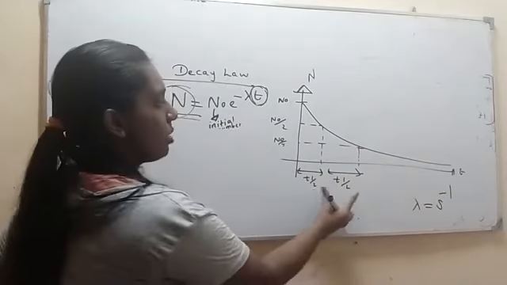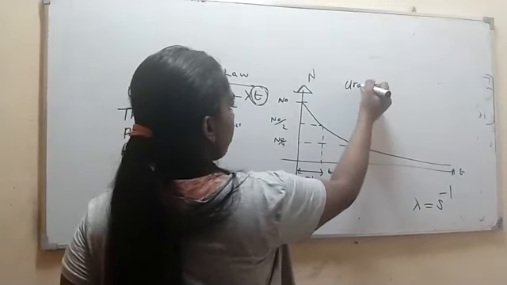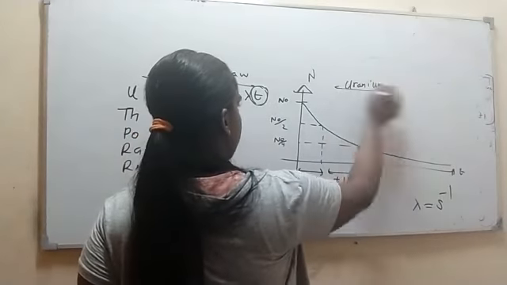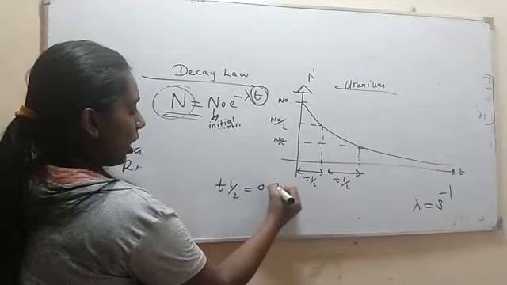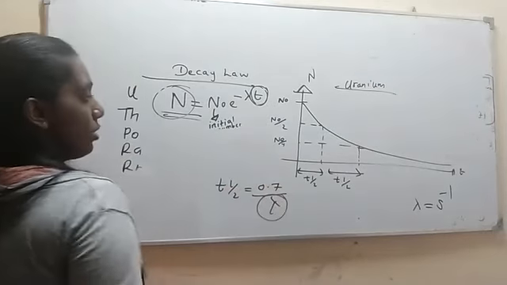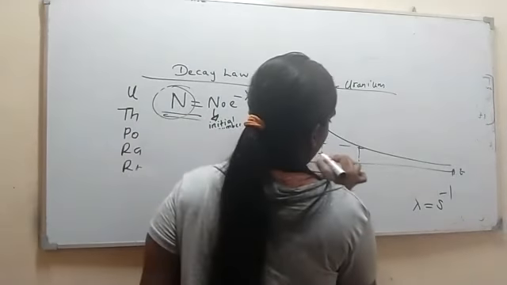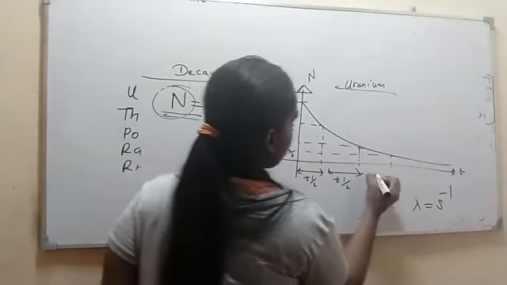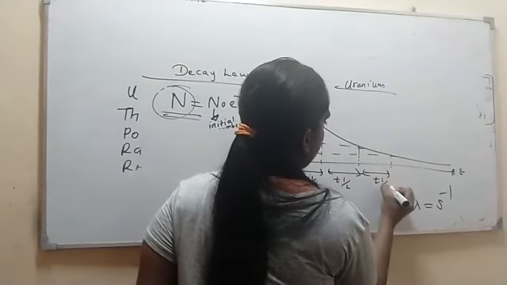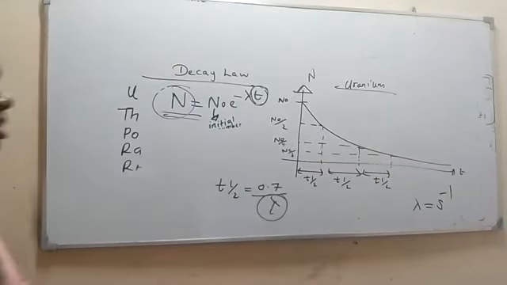This is 5 minutes, this is 5 minutes. Let's say this is for uranium. For any element, half-life is always constant. That's why I told you T half is equal to 0.7 divided by lambda. It only depends on the decay constant. Next, n naught by 4 goes to n naught by 8. That is a T half. Similarly, n naught by 8 goes to n naught by 16. So we can depict it in the given diagram.